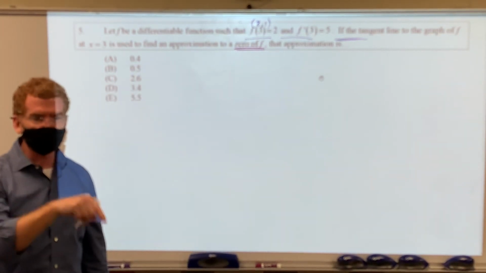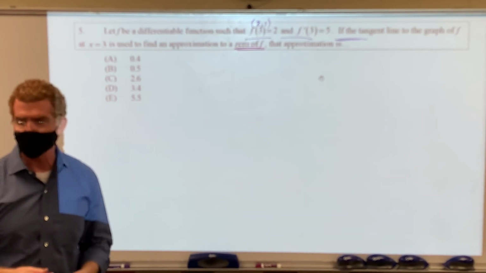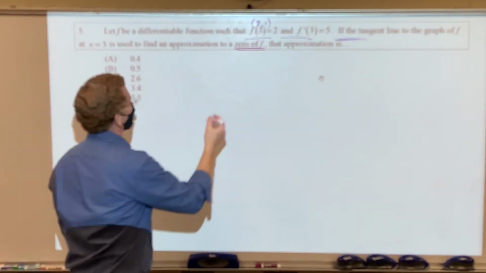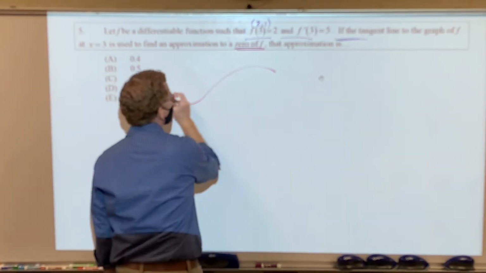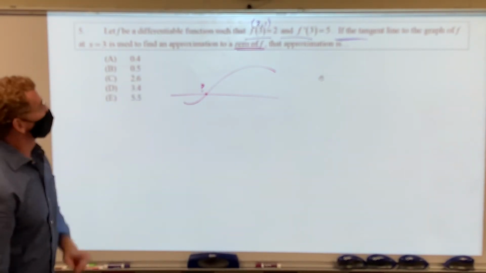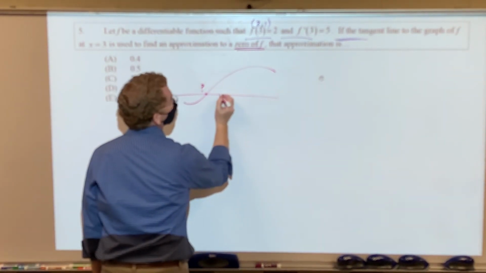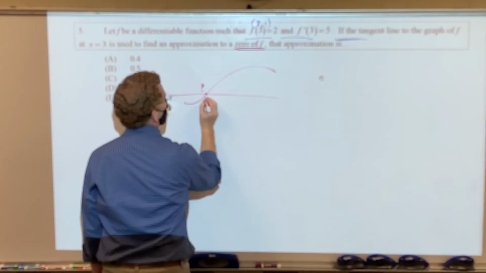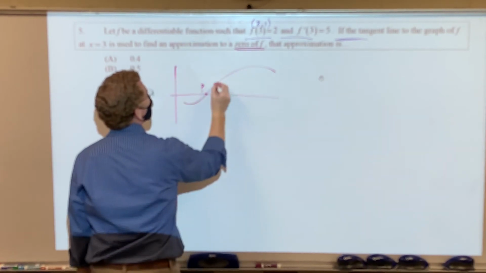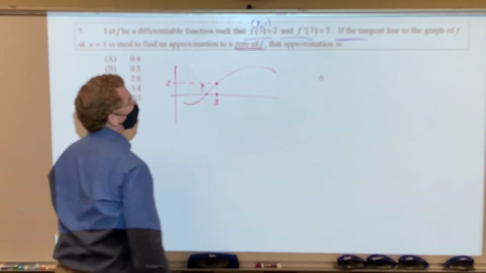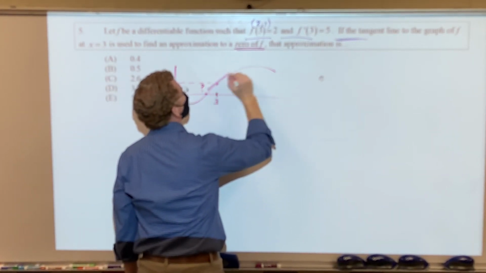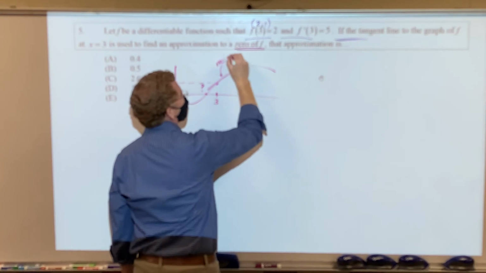It's where the function crosses the x-axis and makes an x-intercept, right? Or maybe it bounces, but it touches the x-axis somewhere. So I've got this random function. I don't know what it's looking like, and evidently it crosses somewhere. But I do know that at f of 3, I'm up here at 2, and I know that the slope at 3 is 5. So I have this slope right here. We'll just say that the slope is 5.